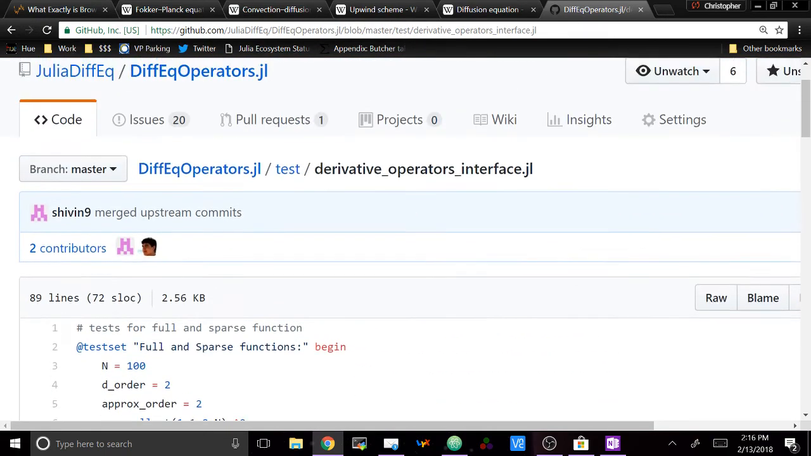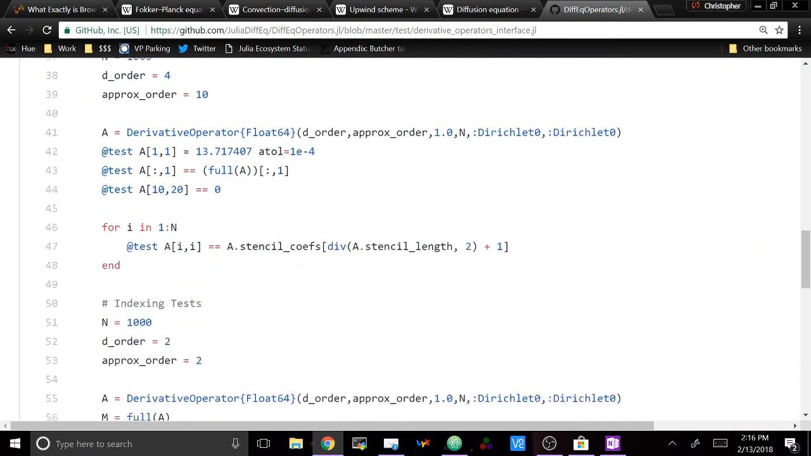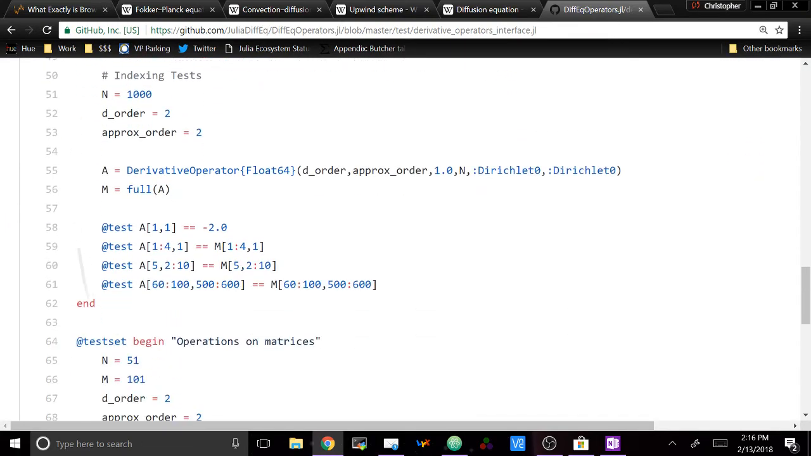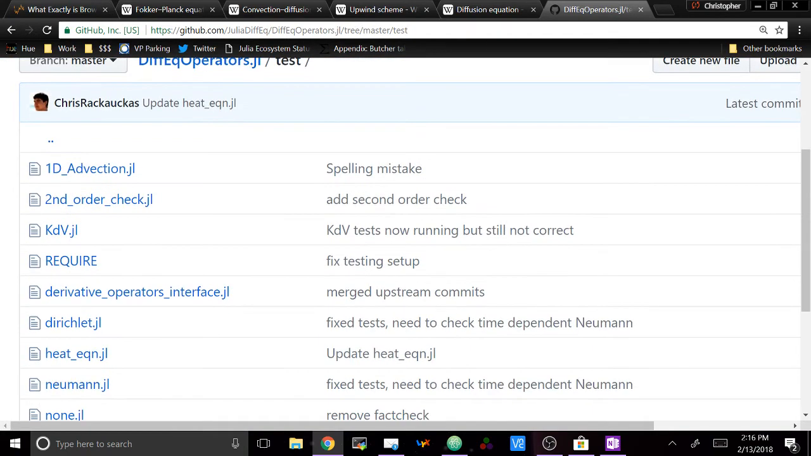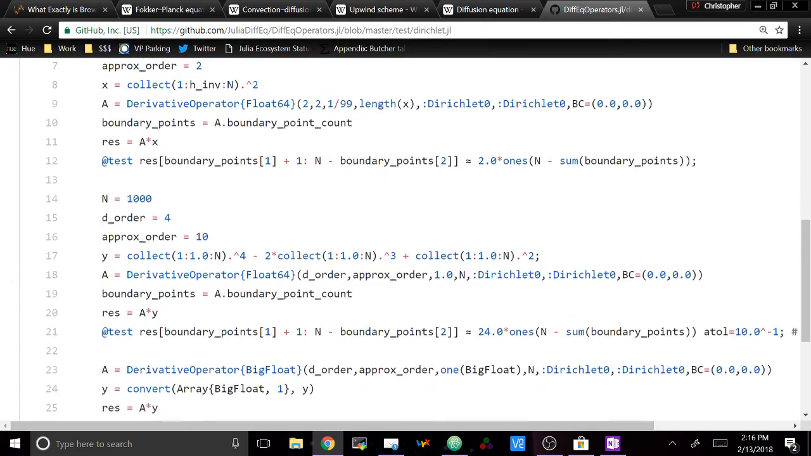And so the first basic test is the derivative operators test. That's this one that makes sure the indexing and things work. This is all good. But as you go down to some of the boundary condition tests, you'll notice that there are some things failing.